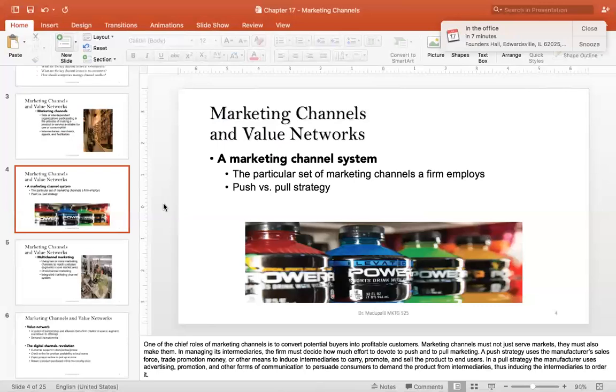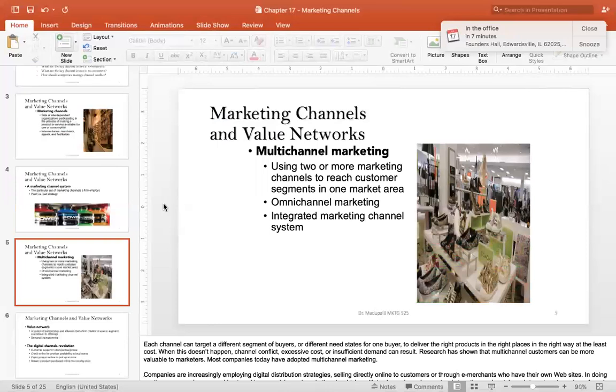Now, I think that's a pull strategy, whereas what P&G is using is a push strategy. For that matter, even Georgia Pacific uses a push strategy by providing more trade promotions to the resellers.